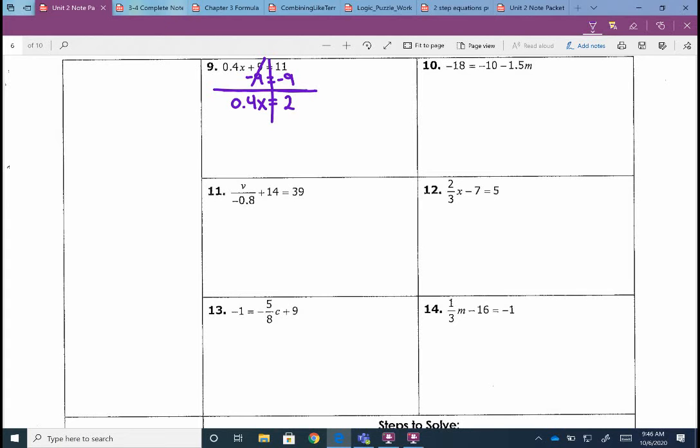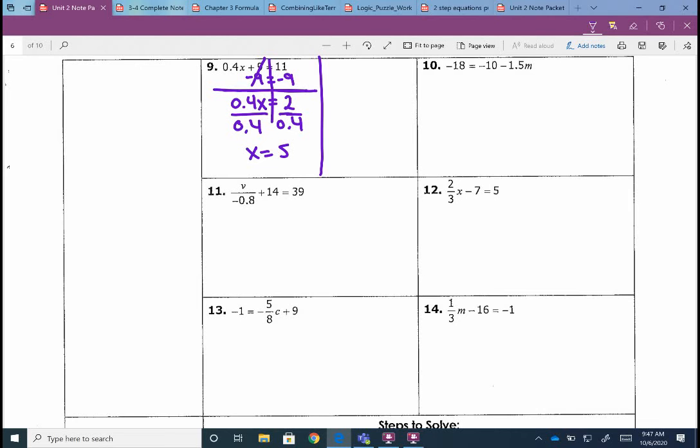So now we have 0.4 times x. Remember, when the number is right next to the variable, that means we're multiplying. So to undo multiplication, I need to use division. And that's something, guys, go ahead and pop that right in your calculator. And if it's something that's starting with decimals, if we end up with a decimal answer, that's okay. So we end up with x equals 5.